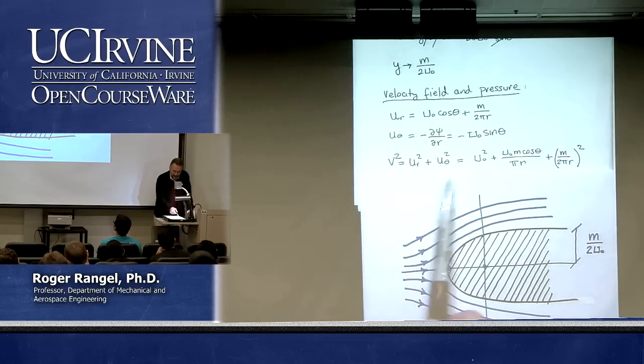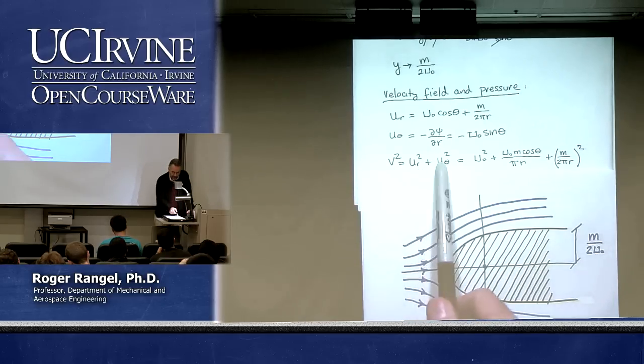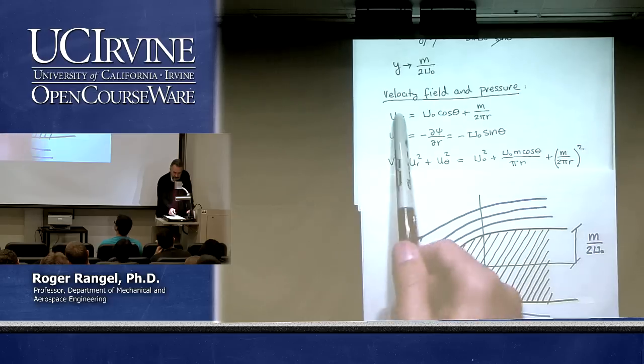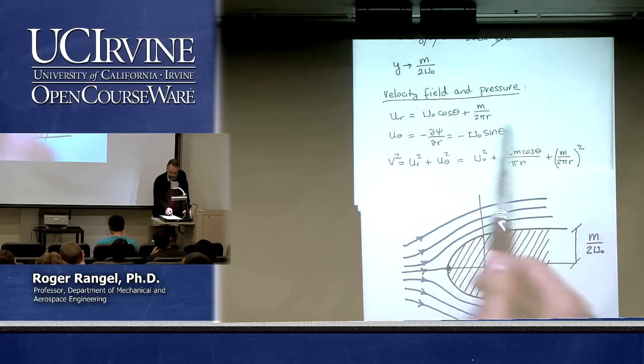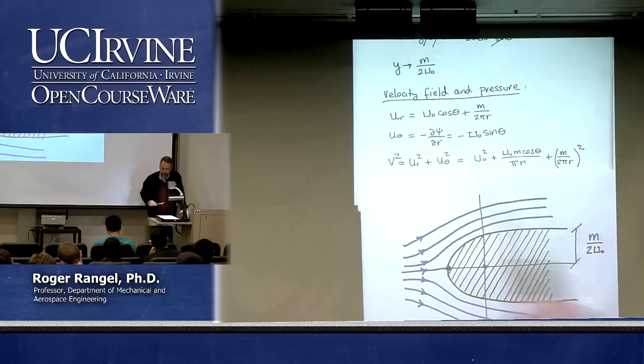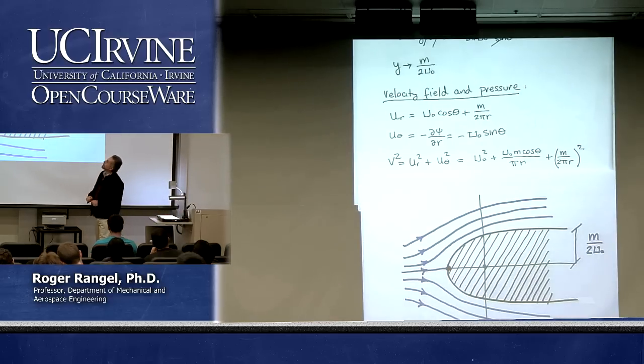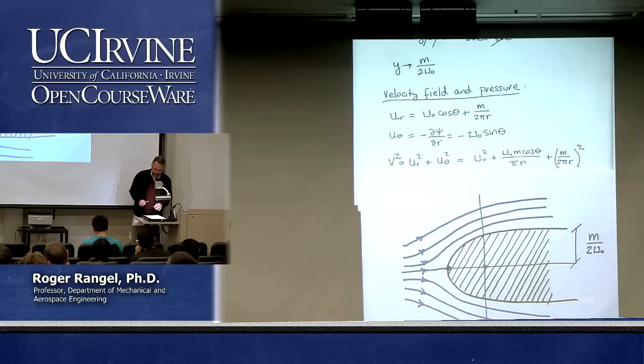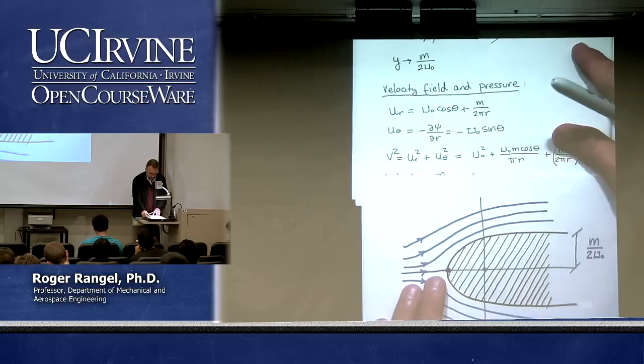Let's just find the total velocity, the square of it, by taking the components and squaring them. So I'm going to take u sub r and square that. I'm going to take u sub theta and square that and put them together, and I get that expression there, after cleaning up the numbers and symbols during squaring it.